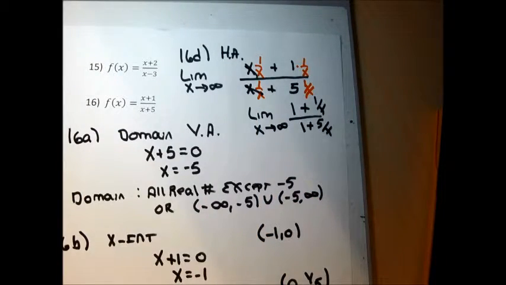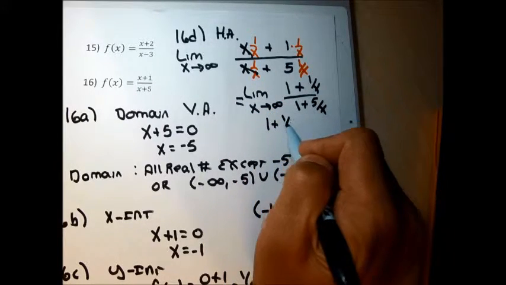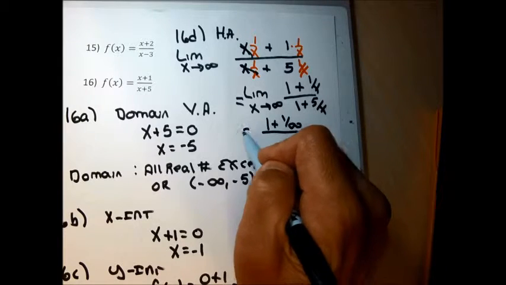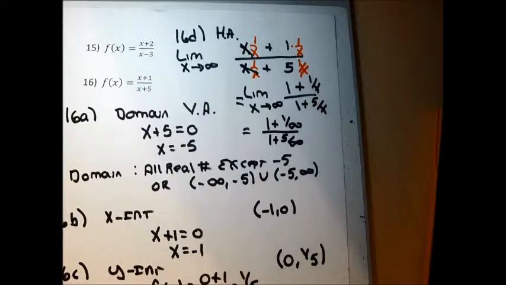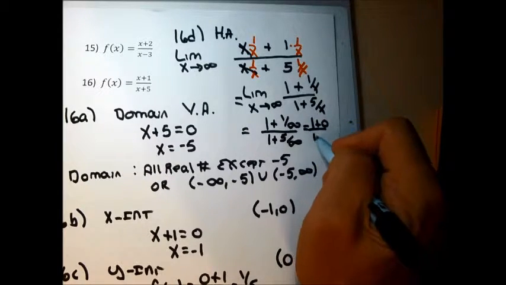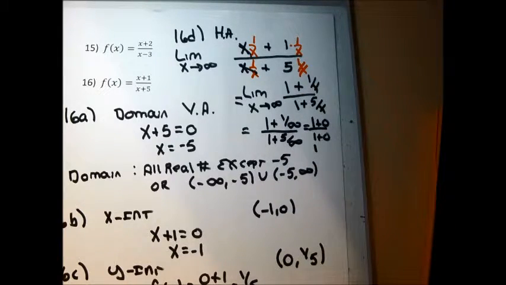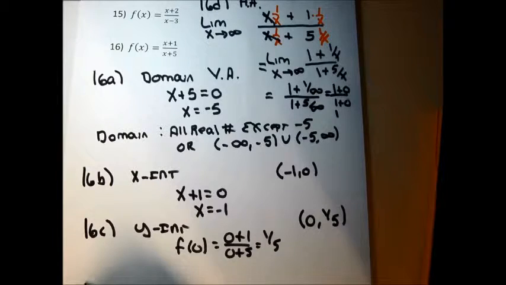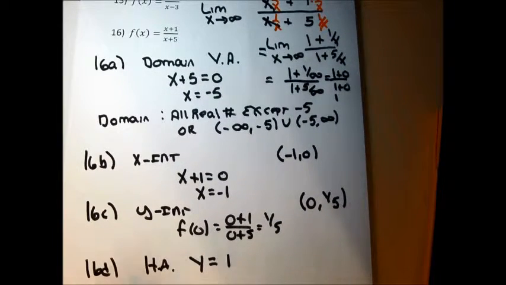Now I'm going to plug infinity in for those two x's. I'm going to get 1 plus 1 over infinity over 1 plus 5 over infinity. And any fraction that has an integer in the numerator and infinity in the denominator is equal to 0. So this is going to be 1 plus 0 over 1 plus 0. Each of these pieces are 0. And that's going to be just 1, because 1 over 1. And for my answer for 16D, I'm going to say the horizontal asymptote, they all have an equation y equals, and this is going to be y equals 1.